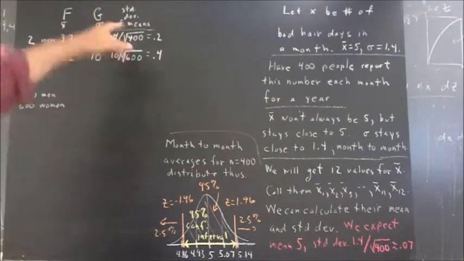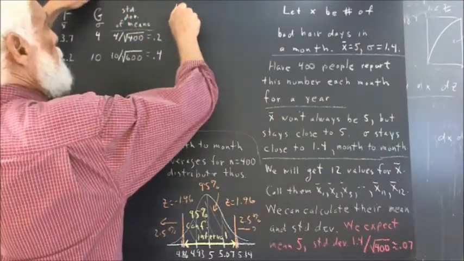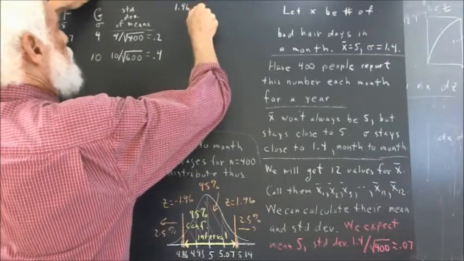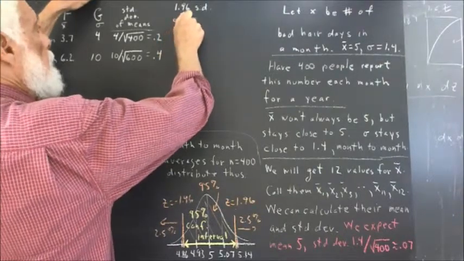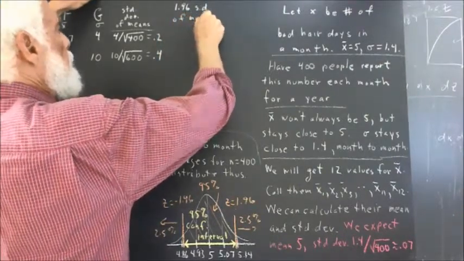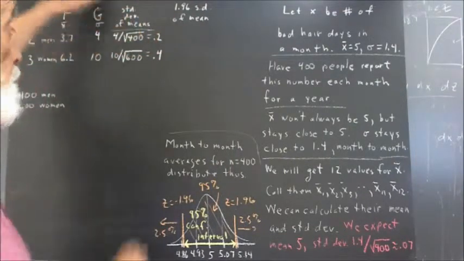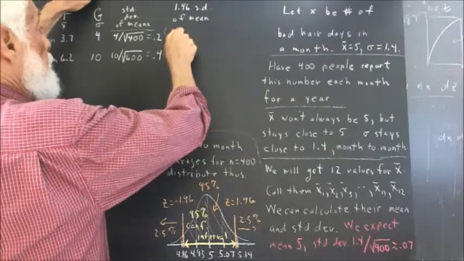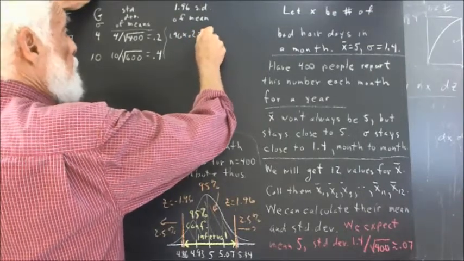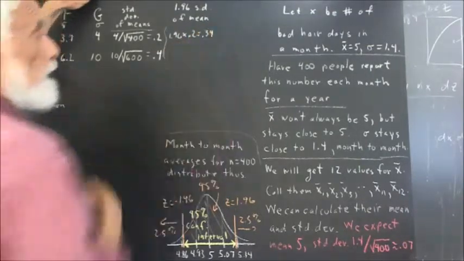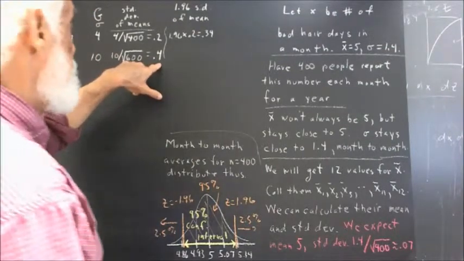Well, so what we want to do is calculate 1.96 standard deviations, I'll just abbreviate that SD, of our mean. That's going to be 1.96 times 0.2, which is going to be what? 0.392. I'll just round that off as 0.39. And similarly for the 0.4.